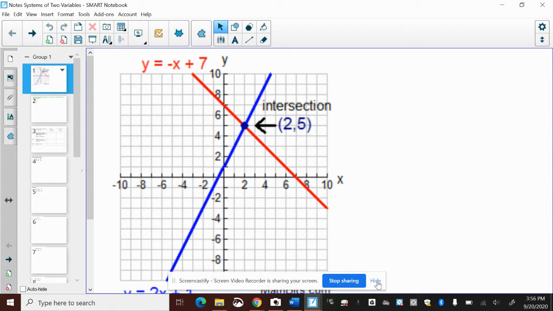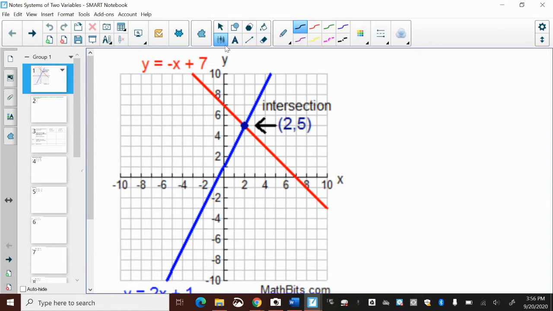Okay, guys, today we're going to start our unit on systems of equations. We're going to start with a system of two equations. What we're looking at here is the graph of two equations. When we solve, we're looking for where the two linear lines intersect. So we would say that this point, 2, 5, is the solution.